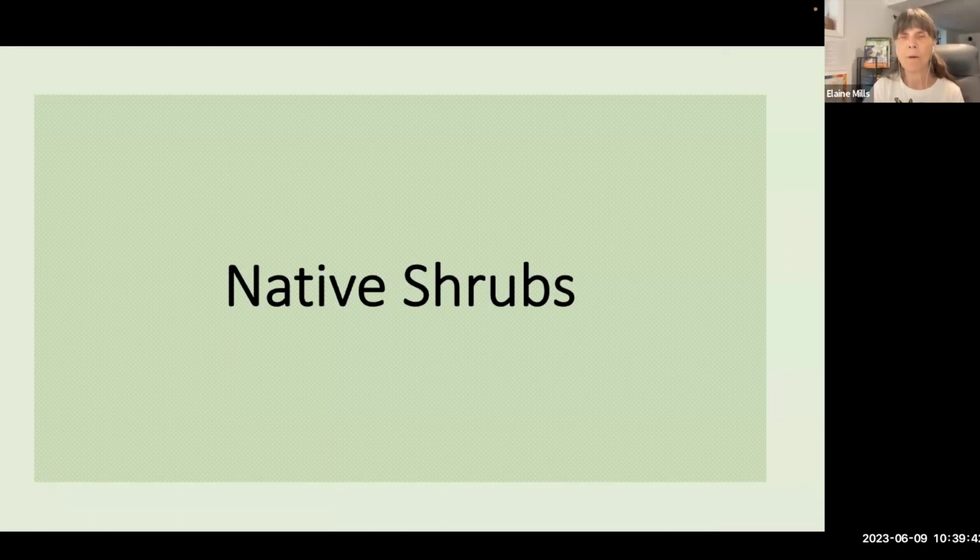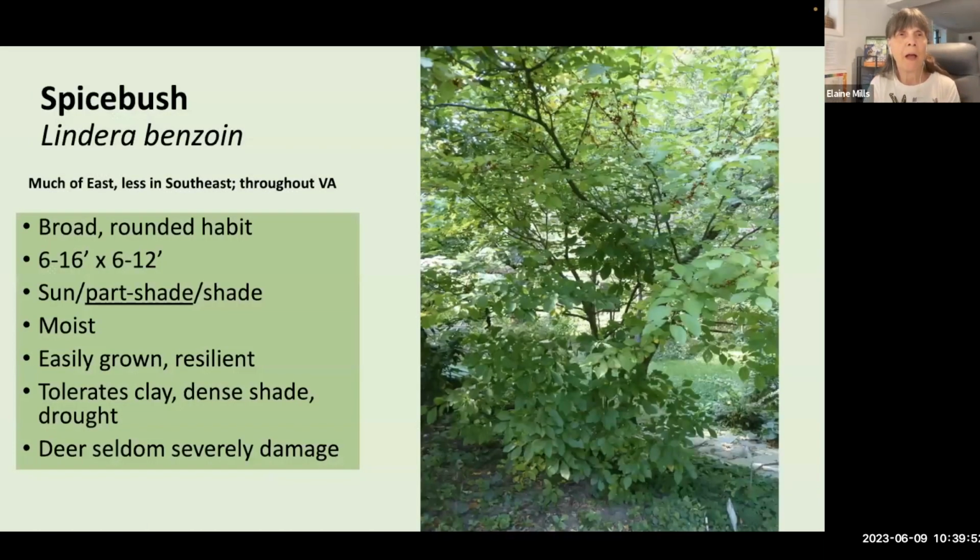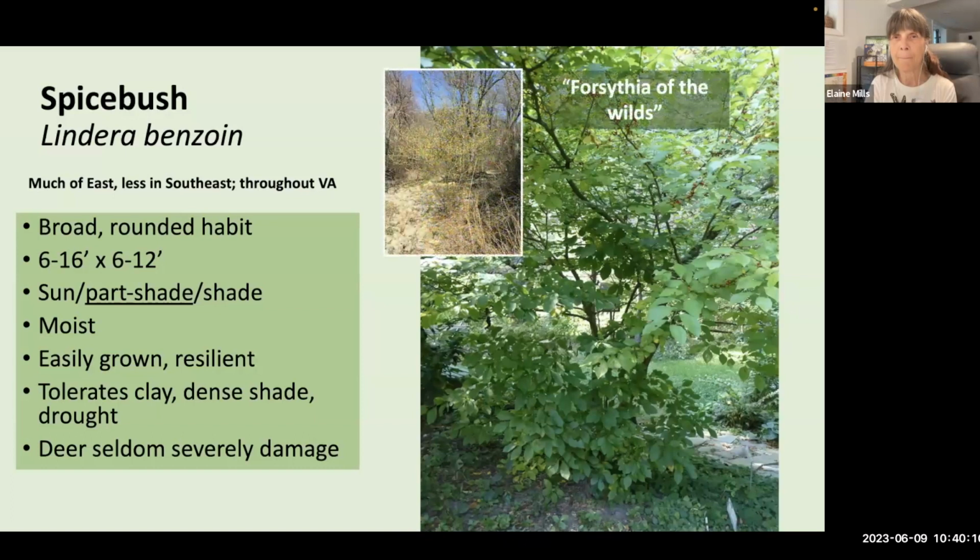There are many more of them than there are the native trees. And again, you can follow along on the handout, and I'll be discussing them in bloom order. The first to bloom is spice bush, Lindera benzoin. This has a broad rounded habit, 6 to 16 feet in height. It can tolerate a range of sun exposures, but really does best in part shade. This plant is referred to as the forsythia of the wilds and is especially suited to our woodland gardens.